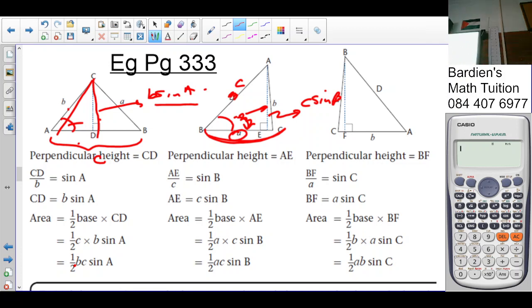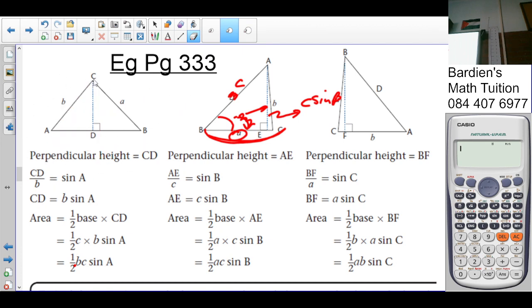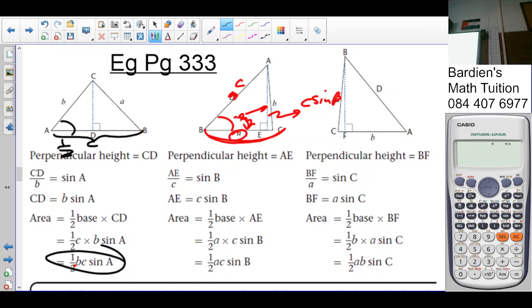Something I want you to note at this point: working out the area of this triangle here, we have angle A, and sides b and c. So the area is half bc sine of angle A. Can you see that? We have two lengths and an included angle.